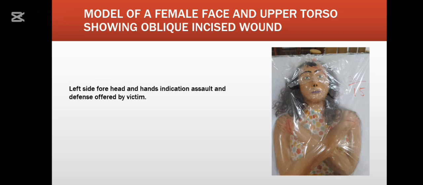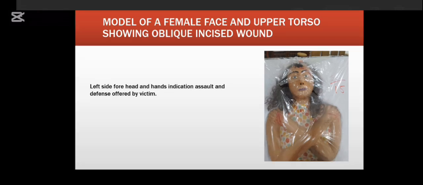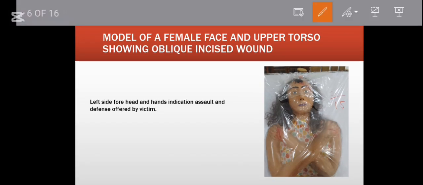Next is the model of a female showing the torso and an oblique incised wound on the forehead. You can see the incised wound on the forehead, and on the hands also, which indicates that this is an assault case and the defense is offered by the victim. On the forearms also, here and on the forehead you can see this is the incised wound.